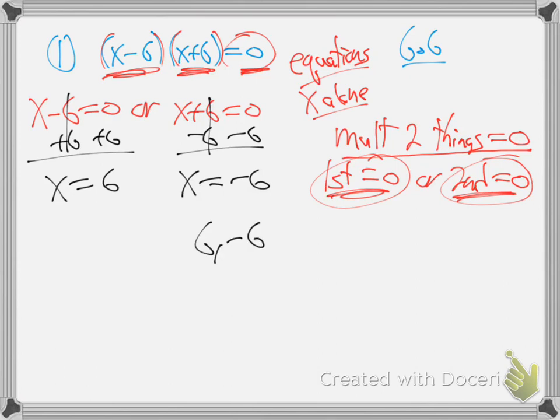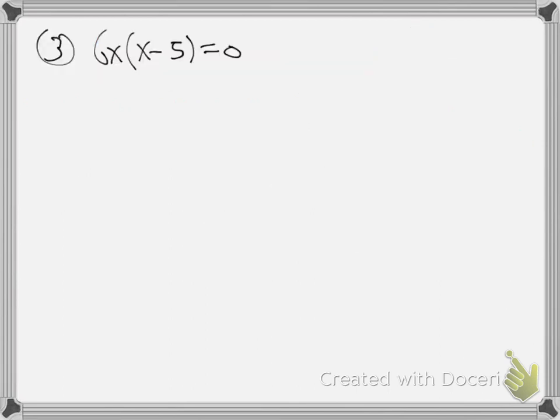I want you to type them in: 6, negative 6. Either order, you can put the negative 6 first. Put the negative 6 first and then the regular 6. Either way, they want you to type them in with a comma, both answers. They're both answers that make the equation true. There's number 1. Okay, let's look at number 3 here.